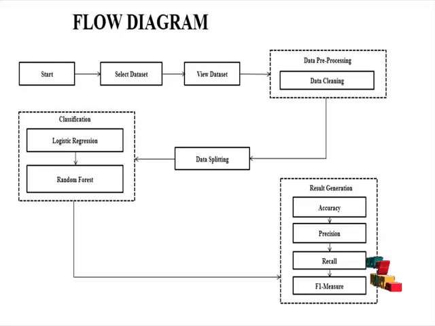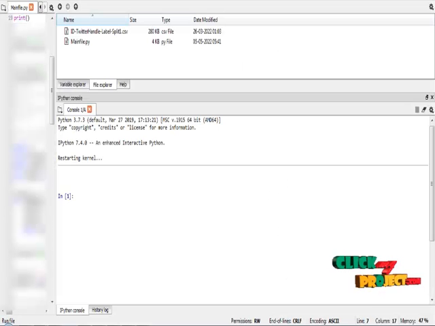Then it proceeds to classification. In classification, we are using two types of machine learning algorithms: the logistic regression algorithm and the random forest algorithm. And finally, we generate the results in the form of metrics like accuracy, precision, recall, and F1 measure. I am going to run my program in Anaconda Navigator Spyder IDE.